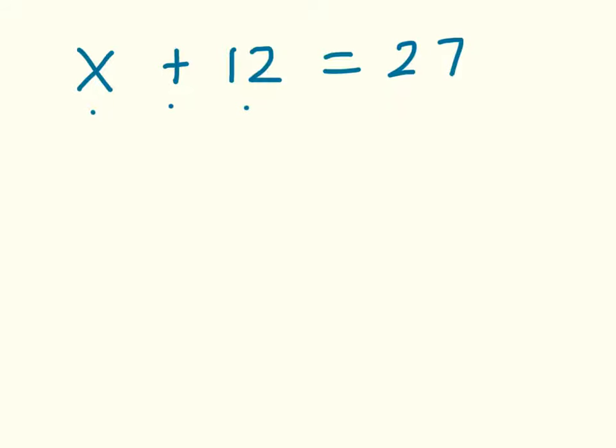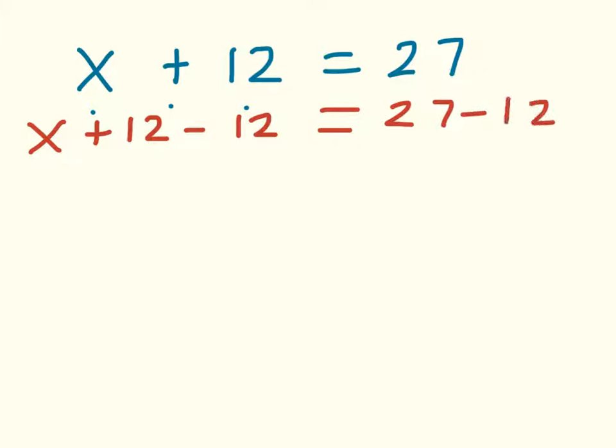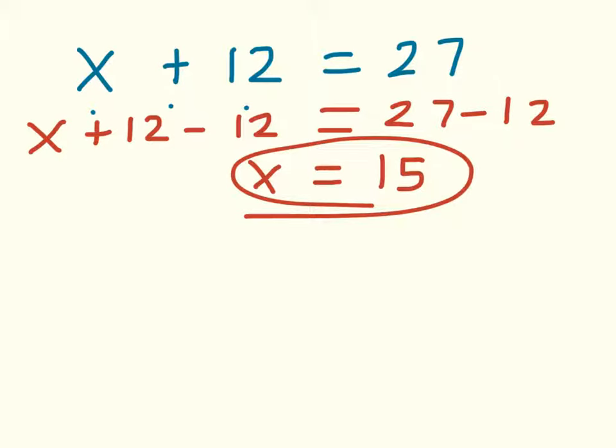Our equation is x plus 12 equals 27. So to find how many stamps Kyle had yesterday, we simply solve the equation. We're going to isolate x by subtracting 12. And we must subtract 12 from each side to keep our equation balanced, giving us an answer of x equals 15. So yesterday, Kyle had 15 stamps.